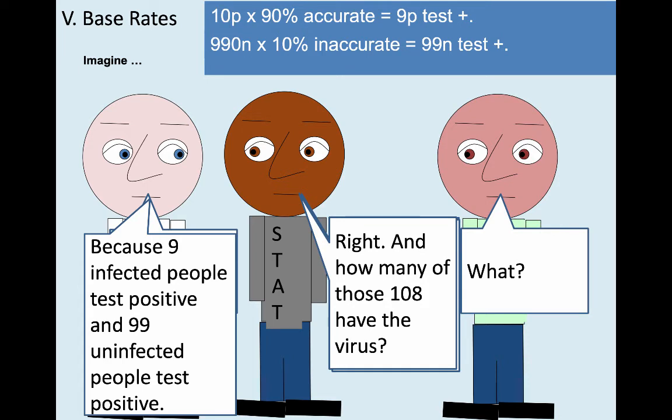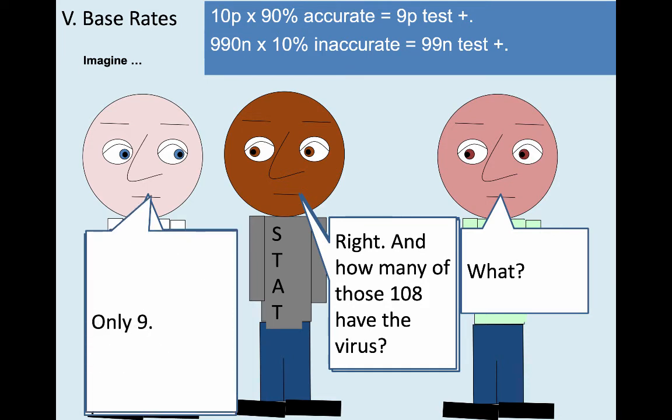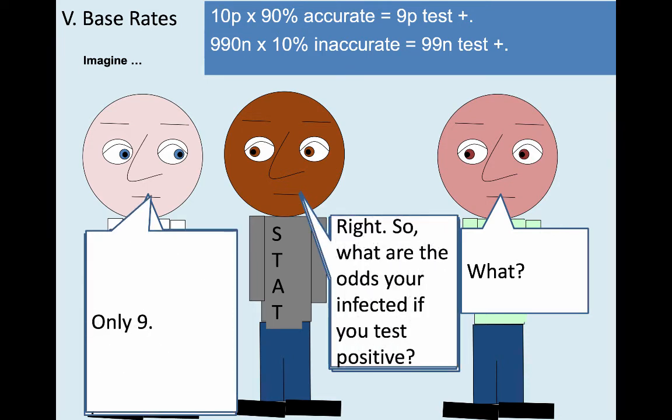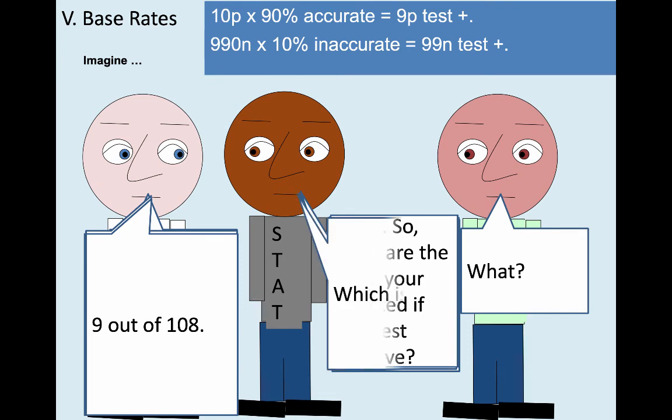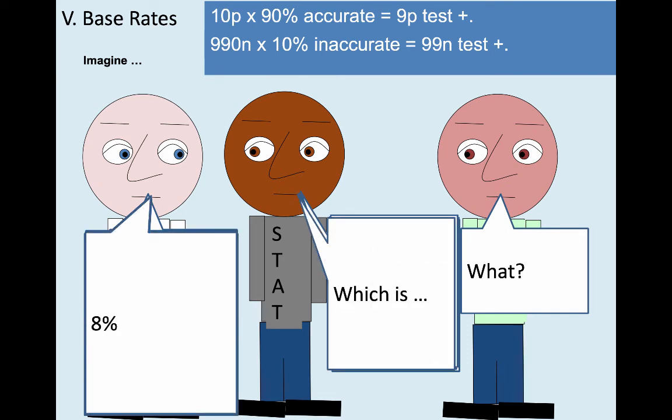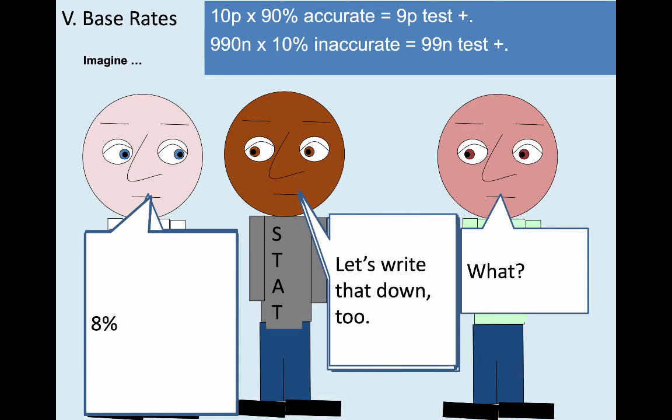And how many of those 108 actually have the virus? And the doctor says, well, only 9. So the statistician says, exactly right. So what are the odds you're infected given that you test positive? And the doctor says, I guess it's 9 out of 108. And the statistician says, which is? And the doctor says, about 8%. And the statistician says, let's write that down too.